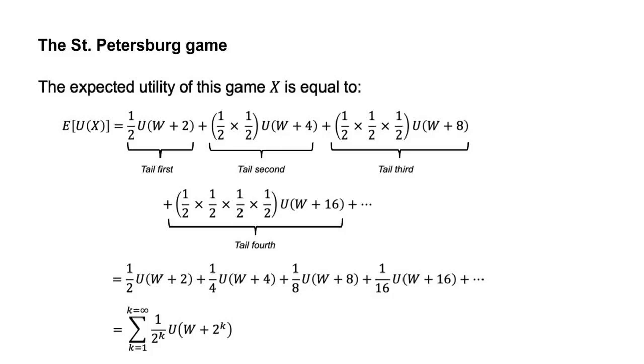In the third line, I expressed this infinite sum more compactly. That is, E of U of x equals the sum from k equals 1 to k equals infinity of 1/2 to the power of k, times U of W plus 2 to the power of k. To take this equation further, we need to consider the particular utility function of the decision maker.